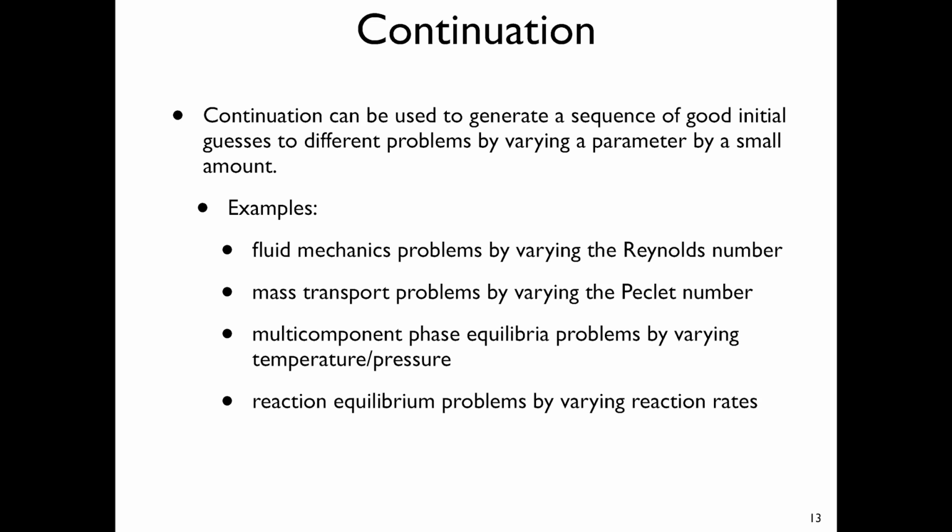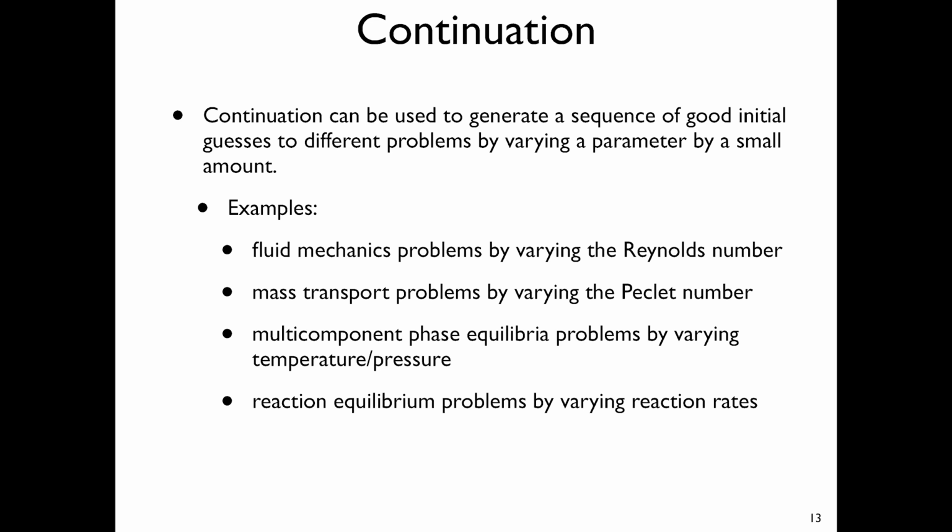You can imagine doing that in mass transfer problems, where you vary the Peclet number. In multi-component phase equilibria problems, this might happen by varying temperature or pressure until we get to the temperature or pressure that we're interested in. If we have reaction equilibria problems, we might vary the different reaction rates until we get to the right balance of reaction rates to determine the equilibrium compositions. So there are often natural parameters in the problem that we're free to adjust. We can transform from easy to solve problems to hard to solve problems in a continuous fashion.